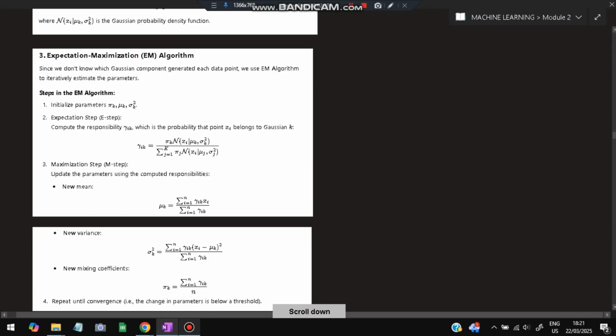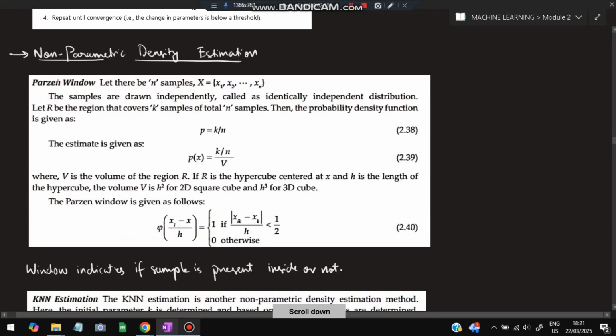Next is EM, which is expectation maximization. Here in the Gaussian method we don't know which component generated each point, so we use the EM algorithm to maximize the probability which we are going to get, and this is the formula for it. Okay, next is non-parametric. Here two methods are there, Parzen window and KNN.